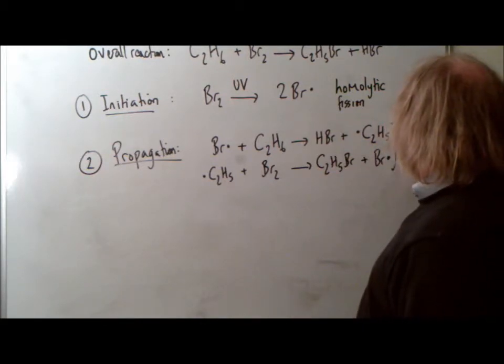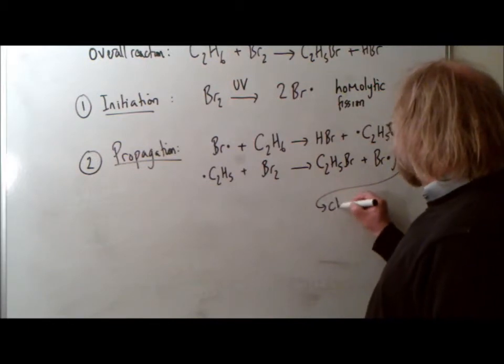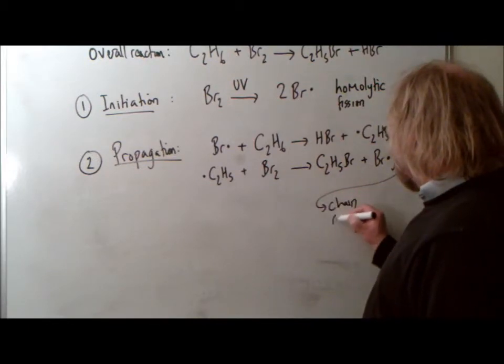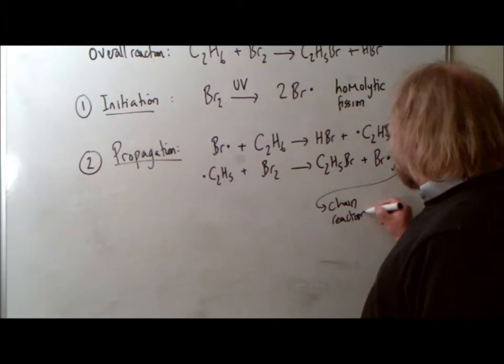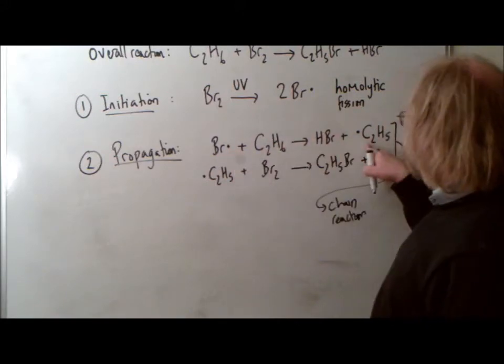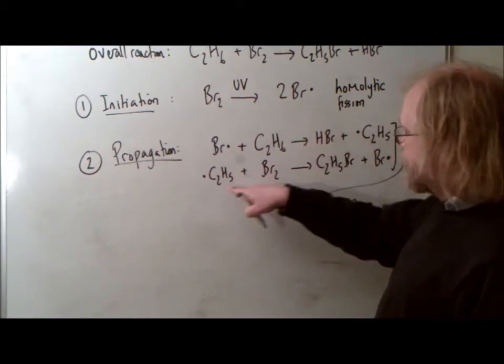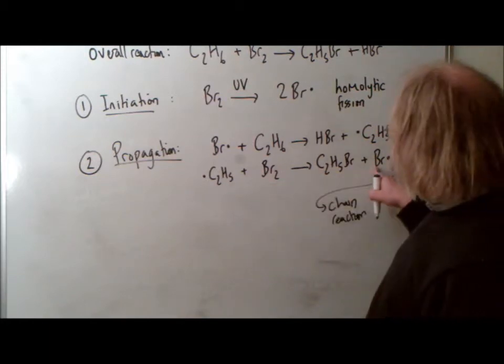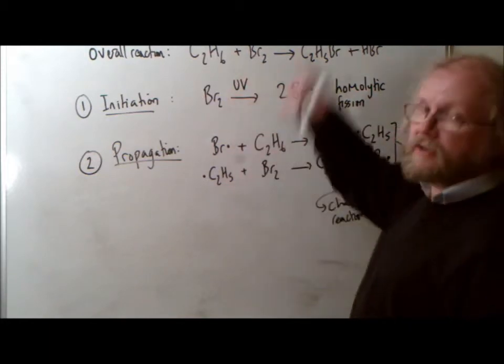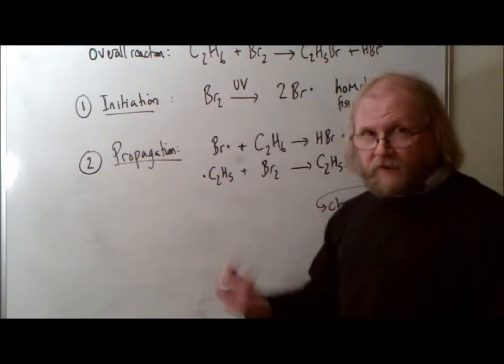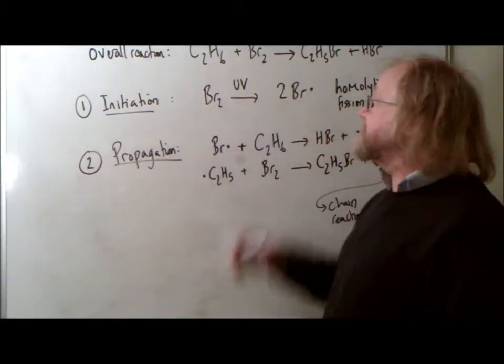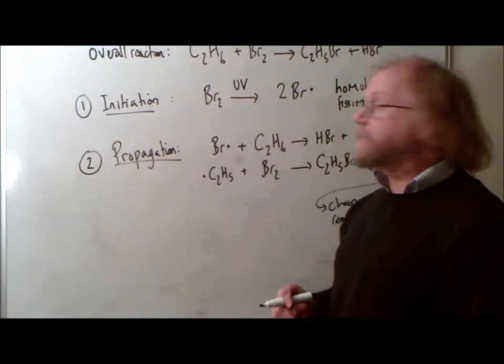And again, it's worth spelling out that that's a chain reaction, because the first one generates the ethyl radical C2H5 to fuel the second one, that generates Br dot, which fuels the first one, and so they can go on following each other a very large number of times, many thousands of times for each initiation step that takes place.